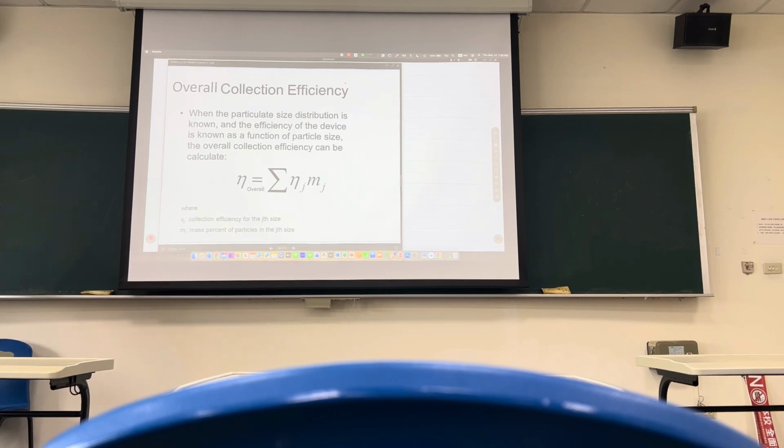...calculates the overall collection efficiency of a particle control device. Okay?